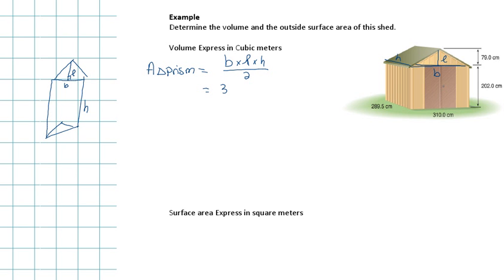So 310 times 289.5, divided by 2, which is equal to 5,449,275.9. So this is the volume of the prism.